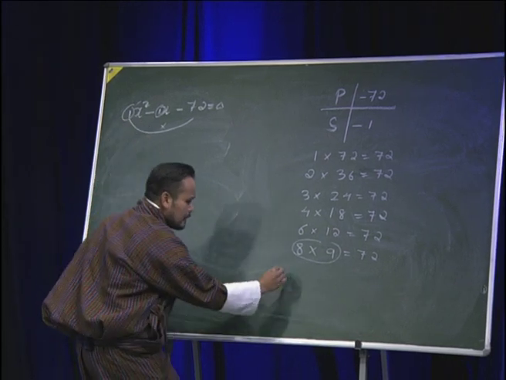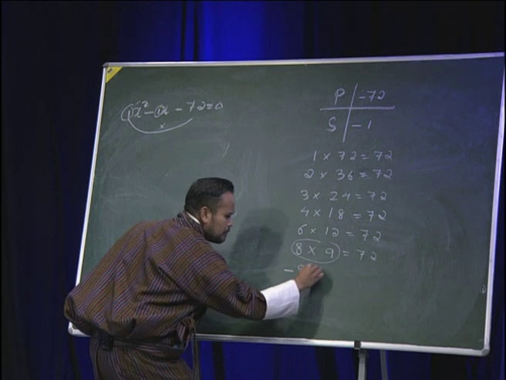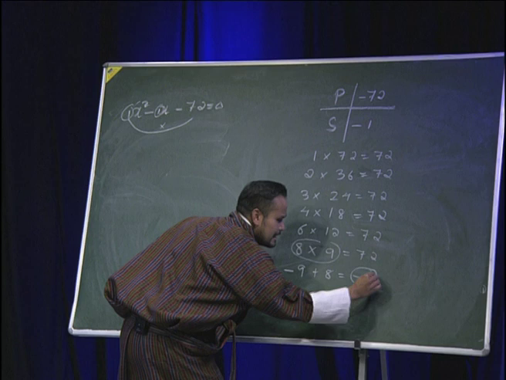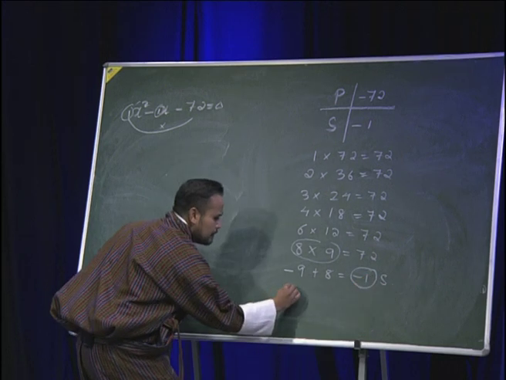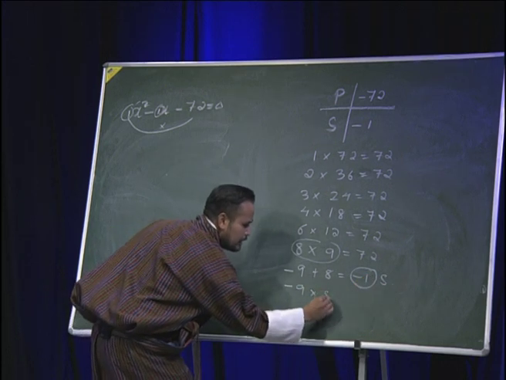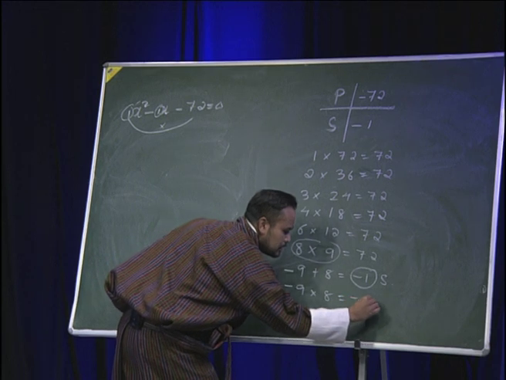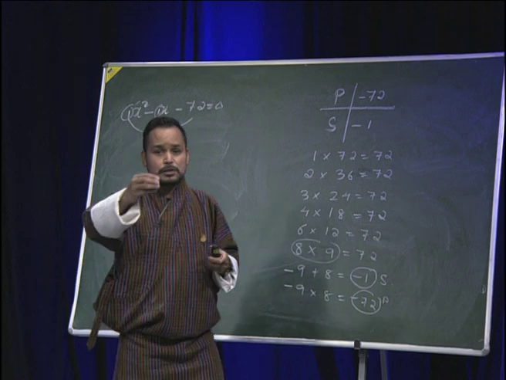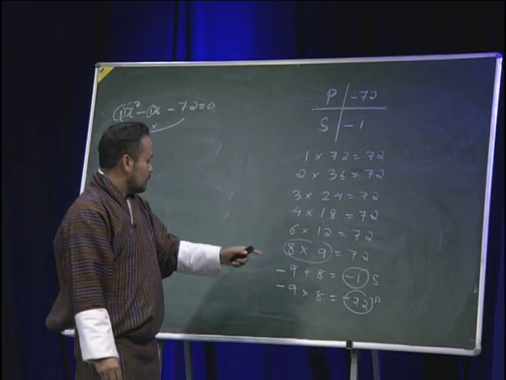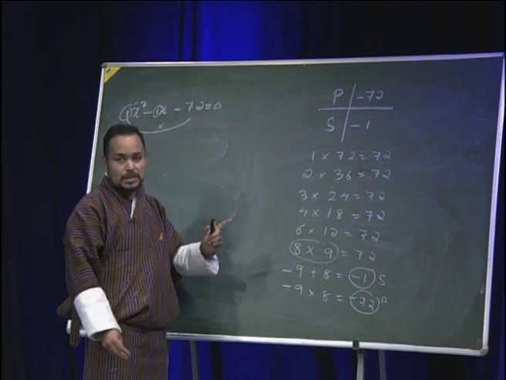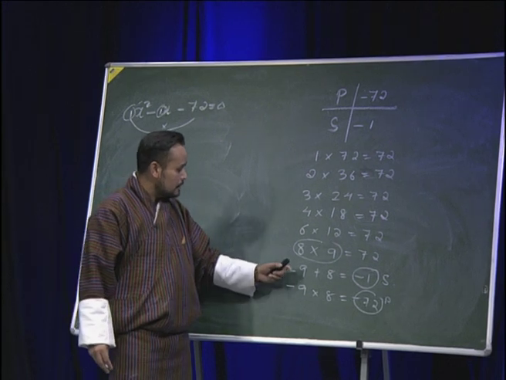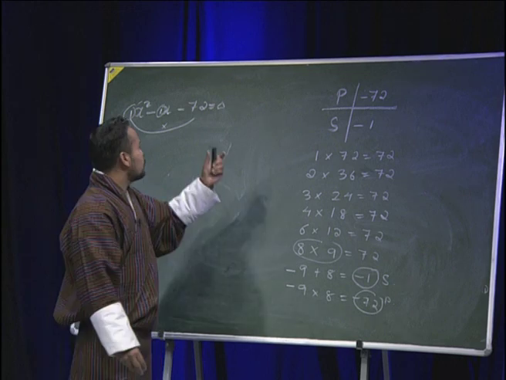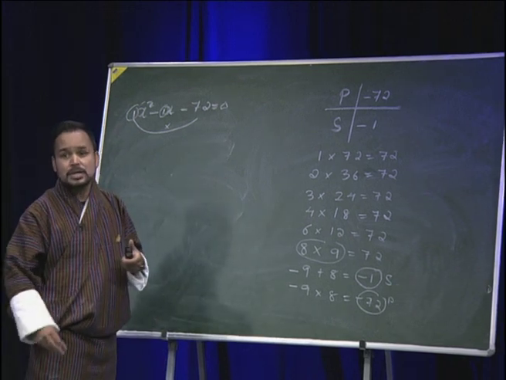For example, negative 9 plus 8 will be equal to negative 1, which is my sum, and negative 9 times 8 is equal to negative 72. This is my product. You learned this method in your lower classes. So I have two numbers to factorize this quadratic equation: negative 9 and positive 8.